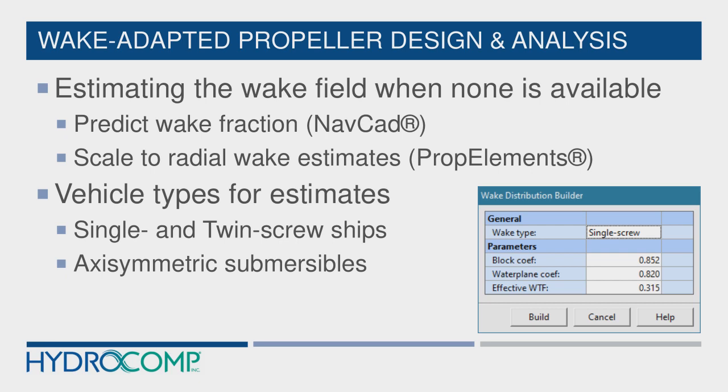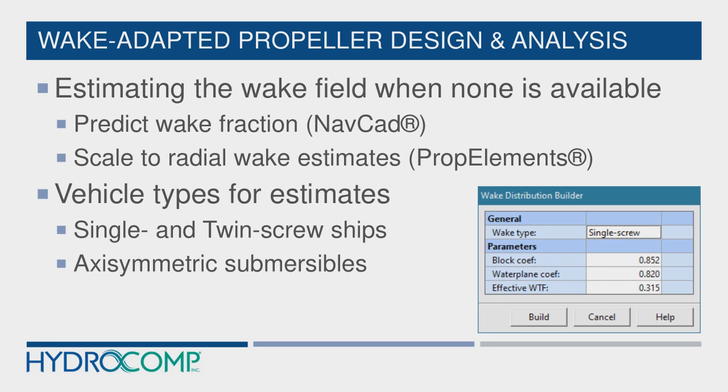Now, it's not perfect for that ship, but it's representative of the family type characteristics of that ship. Same thing for twin screw ships, and we also have axisymmetric submersibles as an option for building an appropriate wake distribution for wake adapted propeller design very early in the design spiral, where you won't have to go to CFD calculations, model testing, or any kind of expensive or comprehensive empirical studies.